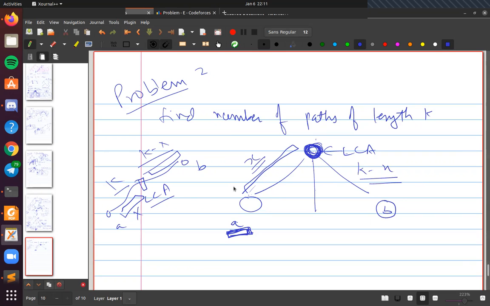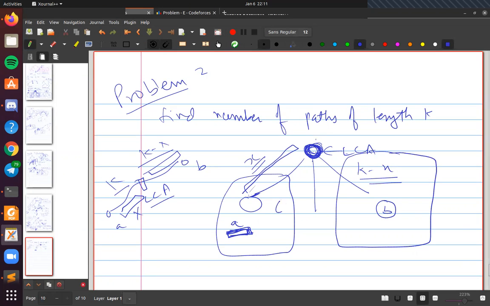But will it work? We have the same problem again: this node may not be the LCA, so you may overcount. If this node also has distance k minus x, you will overcount it. So how to deal with this?